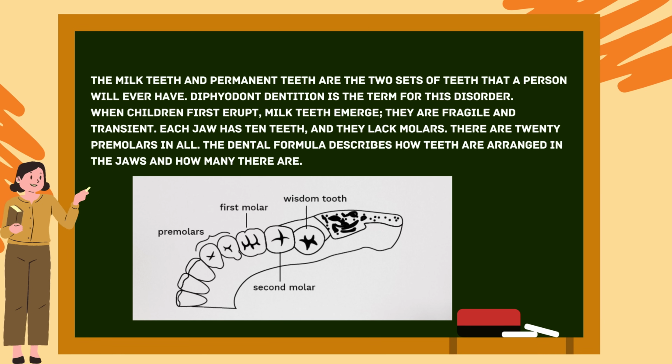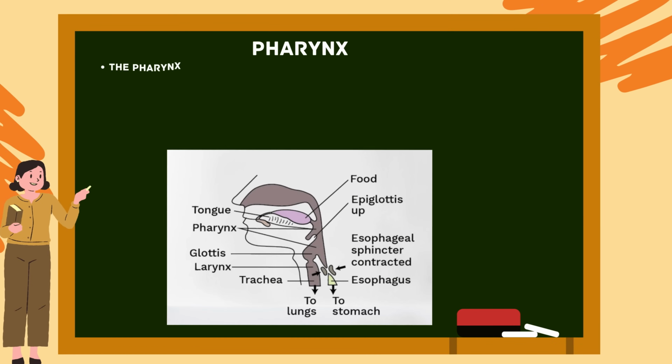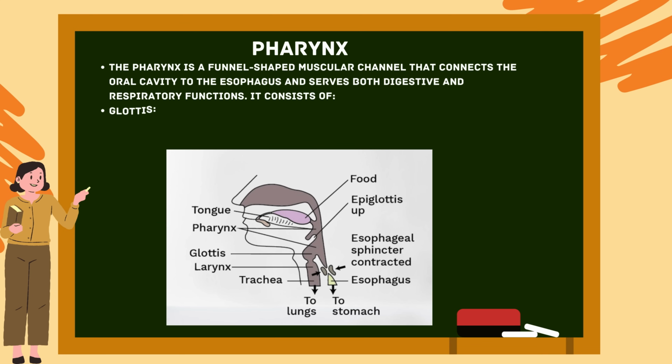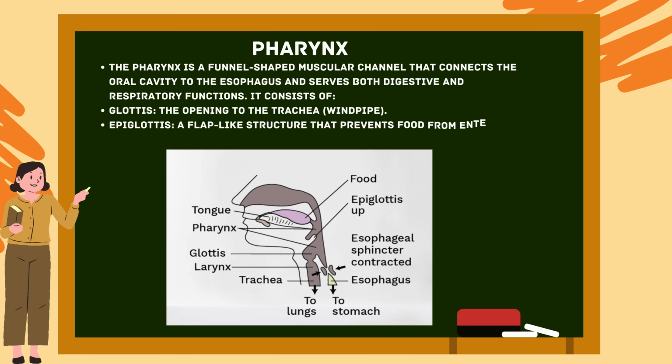See the image. Pharynx. The pharynx is a funnel-shaped muscular channel that connects the oral cavity to the esophagus and serves both digestive and respiratory functions. It consists of the glottis, the opening to the trachea, or windpipe, and the epiglottis, a flap-like structure that prevents food from entering the windpipe during swallowing.